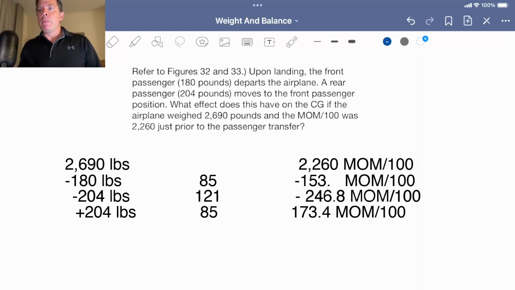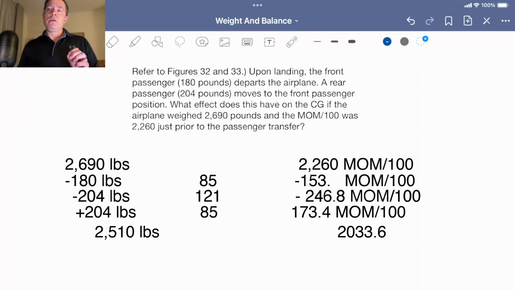Just divide it by 100. And that'll give you a moment of 173.4 with a reduction factor of 100. All right, so now let's do all the calculations, and we'll see that we have a new weight of 2,510 pounds with an overall moment of 2,033.6 with a reduction factor of 100.